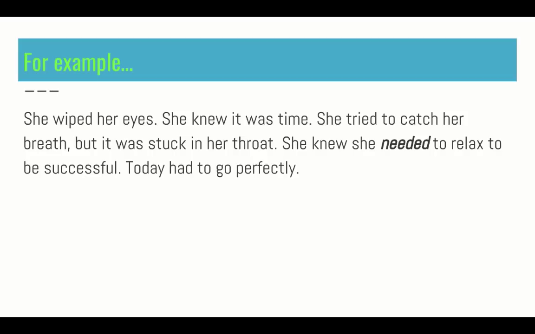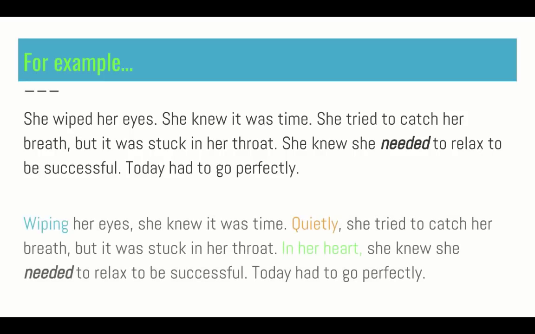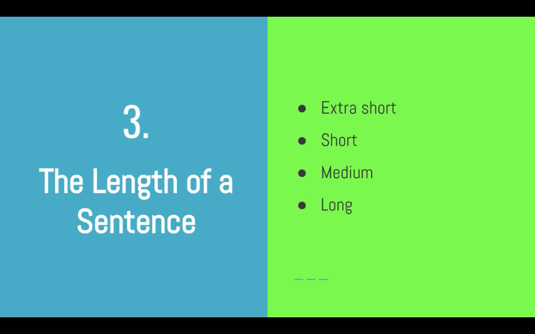If we jazz it up a little, here's what it could look like. Wiping her eyes, she knew it was time. Quietly, she tried to catch her breath, but it was stuck in her throat. In her heart, she knew she needed to relax to be successful. Today had to go perfectly. So in addition to what we did last time, which is to make some of them compound, some of them complex, we've also started with an ing word, an adverb, a prepositional phrase, and it's making the writing better little by little. Moving on to number 3 is to change the length of a sentence.